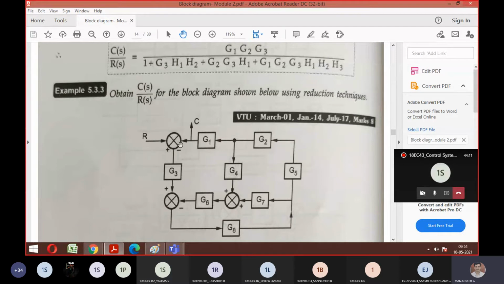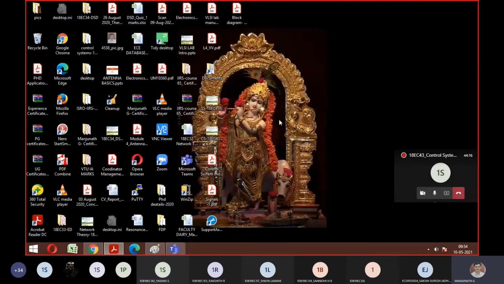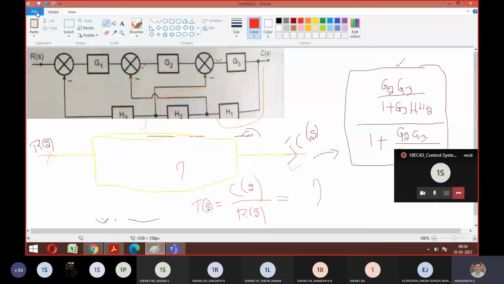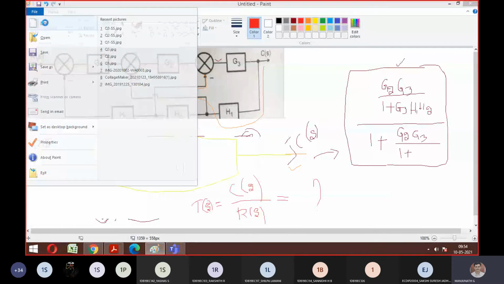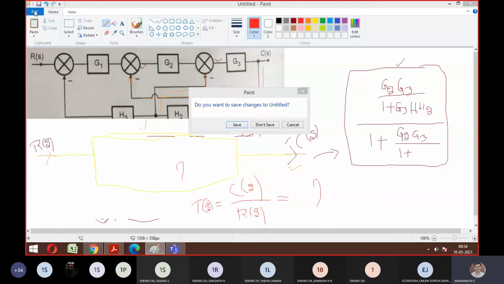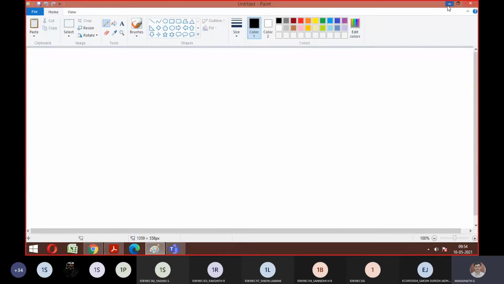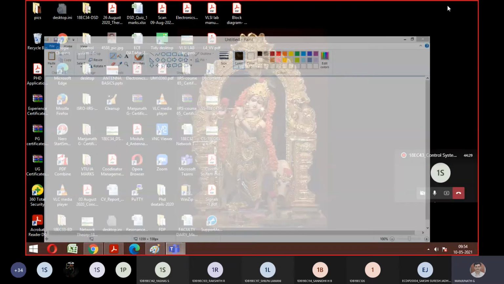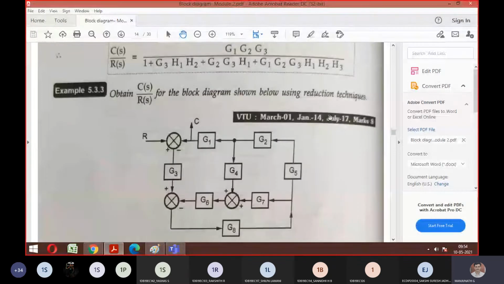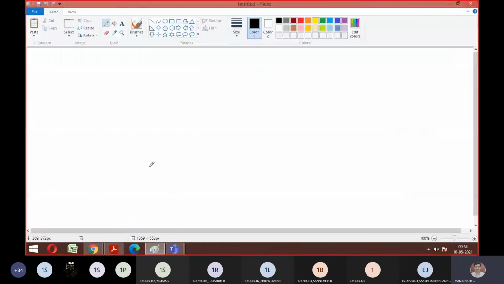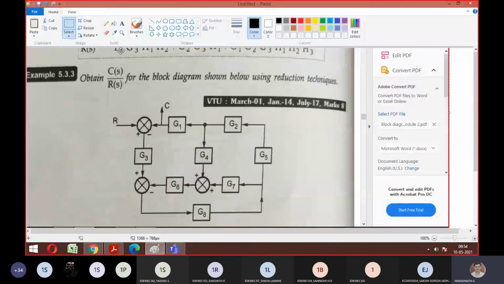From that, one connection should be given back to this R, the summing point. Is this possible? So let me trace that question, what is given. Whenever you face such kind of things, just try to understand the way we are solving. We need to rewrite the diagram because you won't know where exactly the feedback path is, because everything is jumbled here.